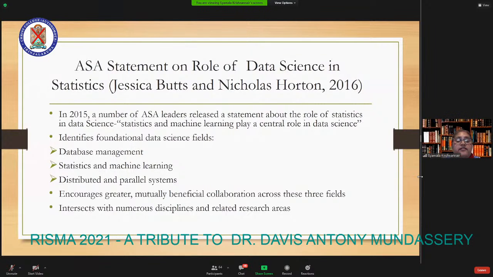Then they identified foundational data science fields. They identified the 3 foundational data science fields: database management, statistics and machine learning, and distributed and parallel systems. Here, data science encourages greater mutually beneficial collaboration across these 3 fields. Also, it intersects with numerous disciplines and related research areas. So that was the statement given by ASA about the role of data science in statistics in 2015.